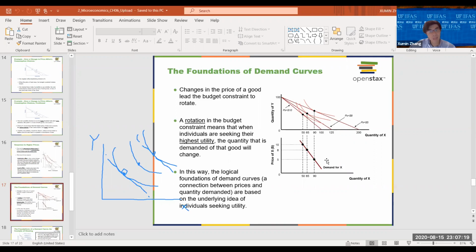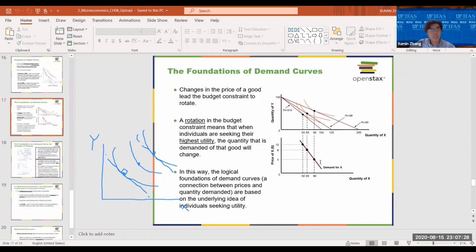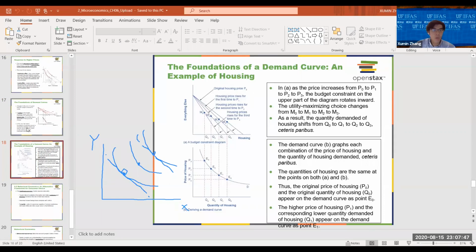This is not the market, but this is the individual diagram, right? The individual demand curve. In this way we can find it. Theoretically speaking, if we can find each individual's demand and then accumulate, add it together, we will find our market demand. You can take a quick look at this.